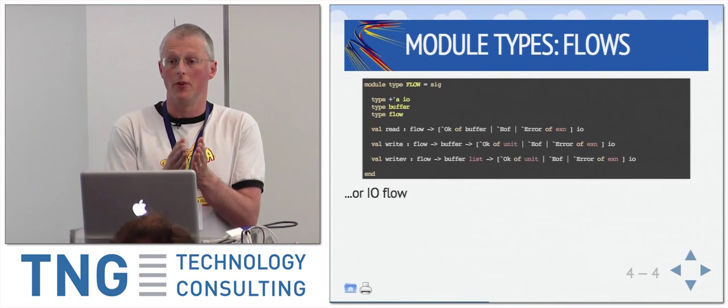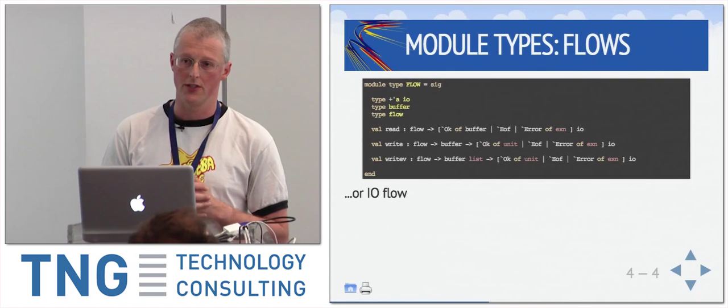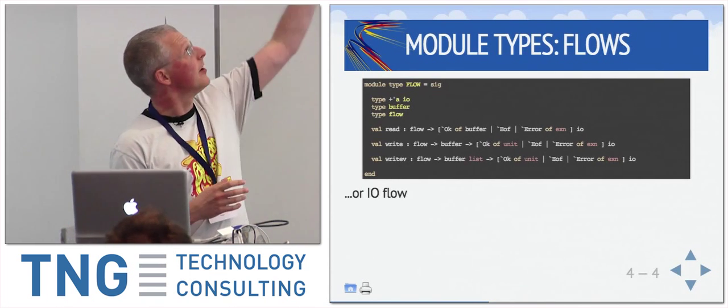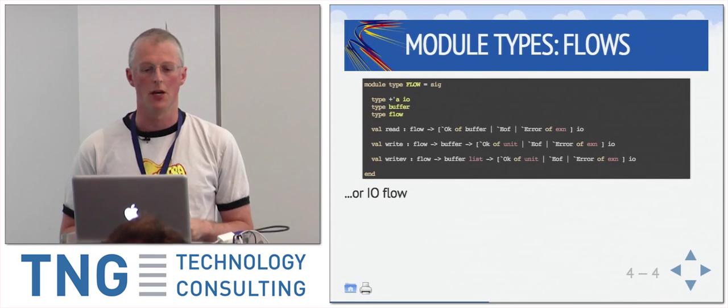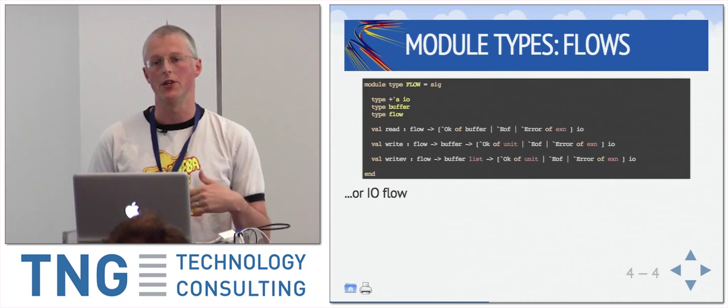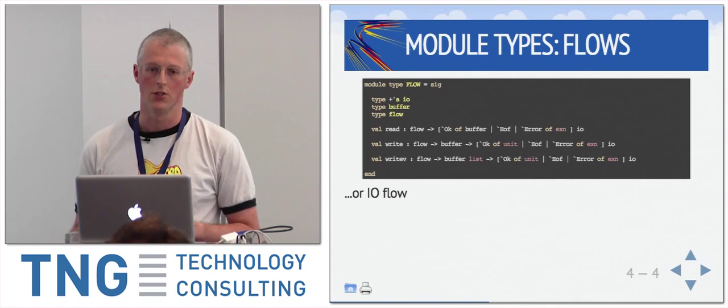Similarly for flow, so for some kind of generic flow type, you expect to have something representing I/O, a parameterized type representing I/O. So that's alpha I/O, is that how that's pronounced? You have some type that represents a buffer, and you have some type that represents a flow. Then you have the usual sort of operations, read, write, and writev, that take flows and produce buffers or consume buffers.